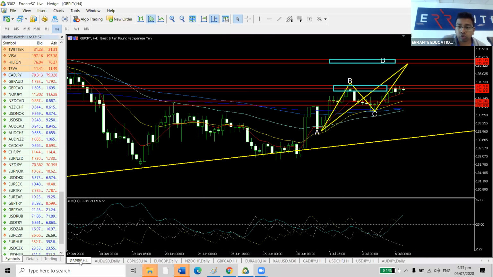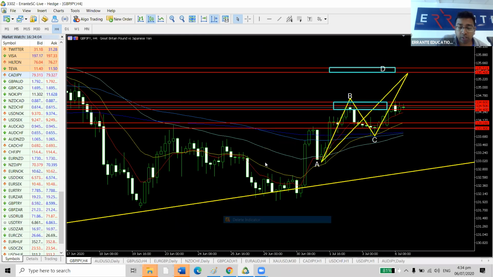Now, I want to also share with you what I've seen on the GBP JPY. On the GBP JPY, I see some indication of upward bullish momentum, but after 134.50. That means as it crosses 134.50, then I will buy at 134.60. My take profit is 135.40. Okay, so there you go.